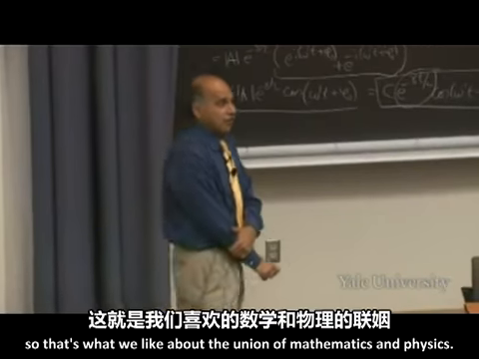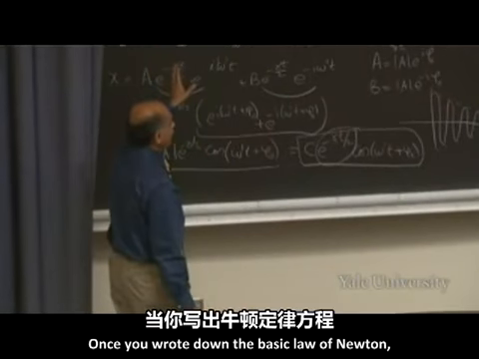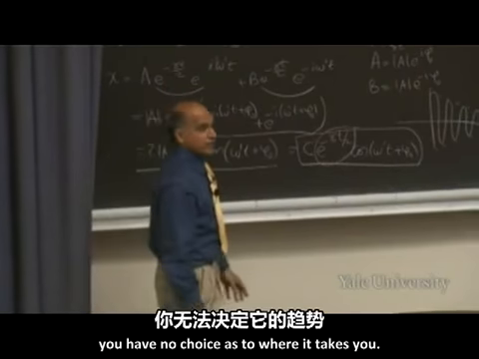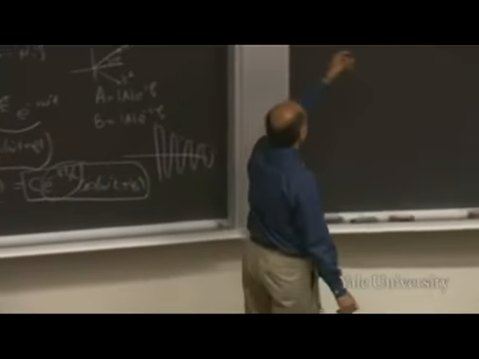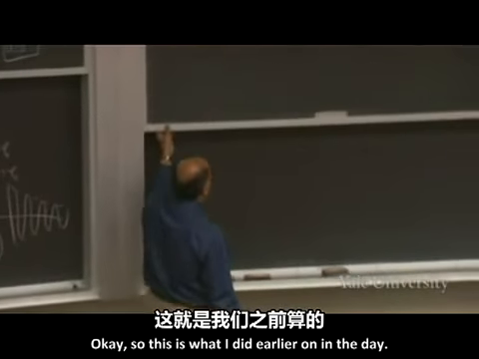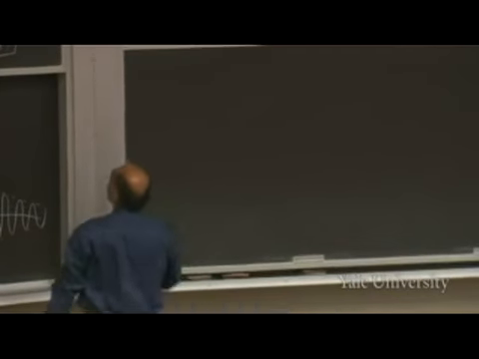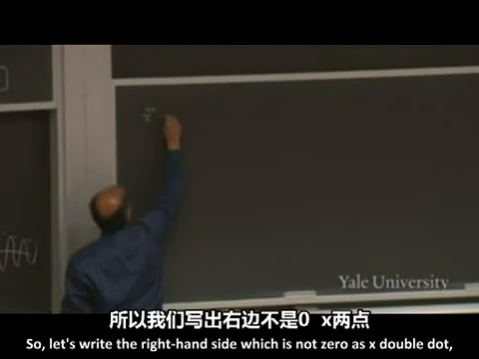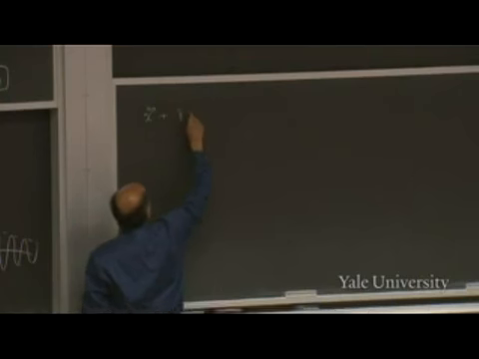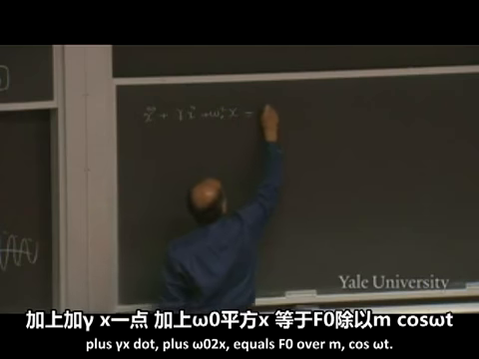So that's what we like about the union of mathematics and physics. Once you write down the basic law of Newton, you have no choice as to where it takes you. You go where it takes, and these are the different solutions. Okay, so this was what I did earlier on in the day, but now let's go back to the more general problem I had, which is a right-hand side which is not 0. So let's write the right-hand side as not 0: x double dot plus gamma x dot plus omega naught squared x equals F naught over m cos omega t.